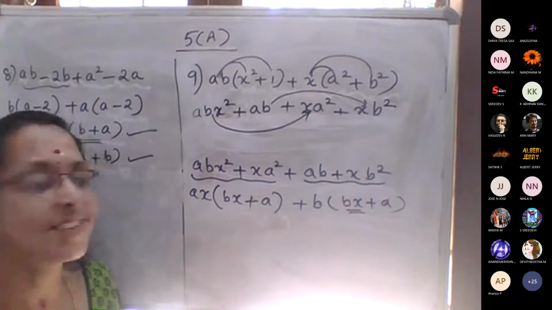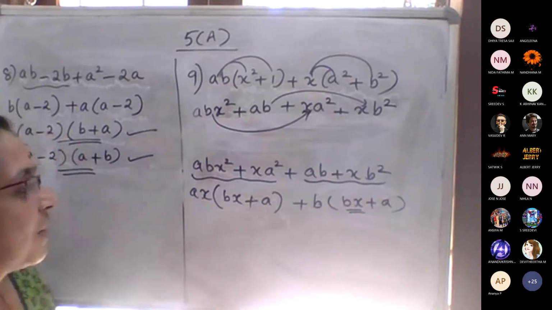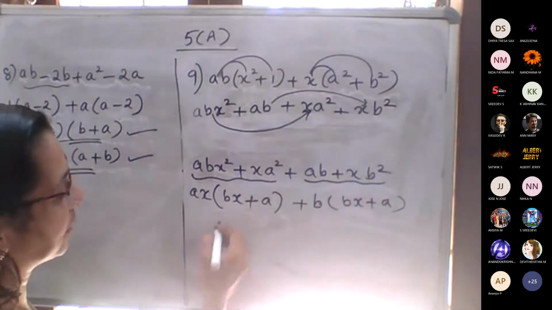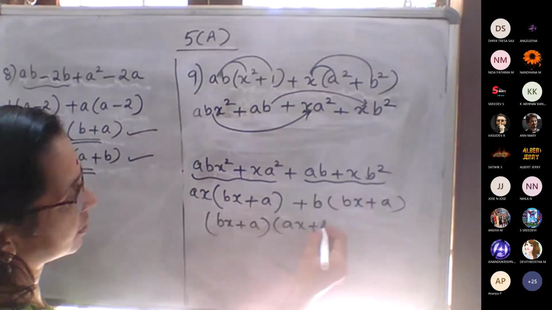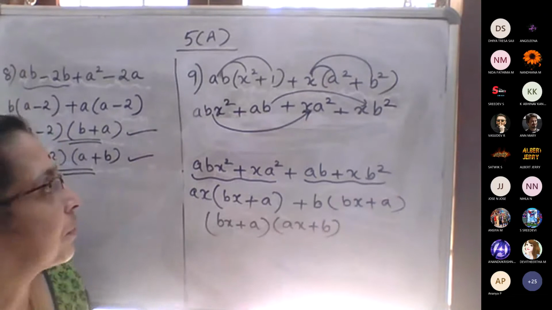X a square. So from here, if we take bx plus a, the balance will be ax plus b.